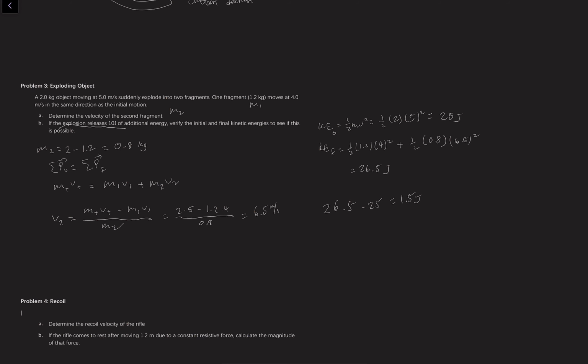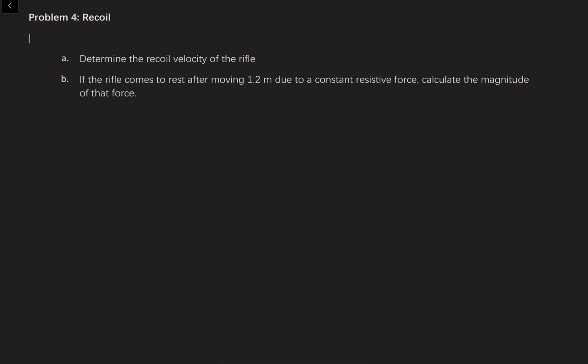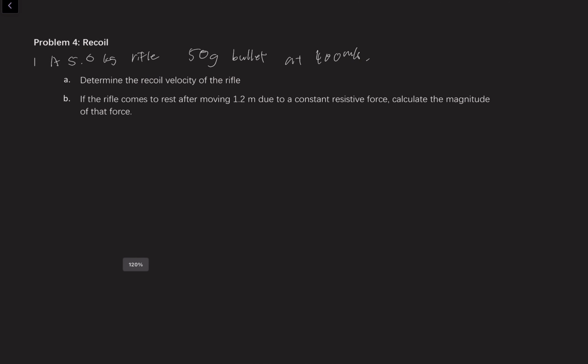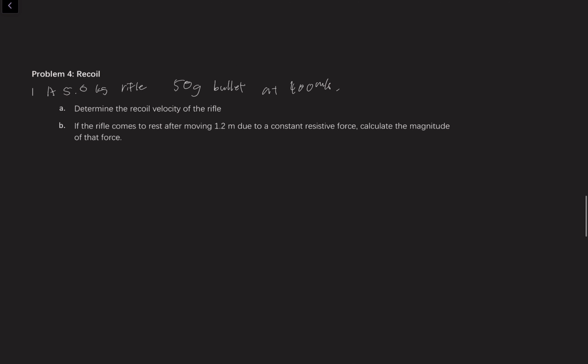And now let's talk about recoil. The question's gone, but basically, a 2.5 kilogram rifle shoots a 50-gram bullet at 400 meters per second, no friction, of course. Determine the recoil velocity. So there is conservation of momentum since no friction is present.